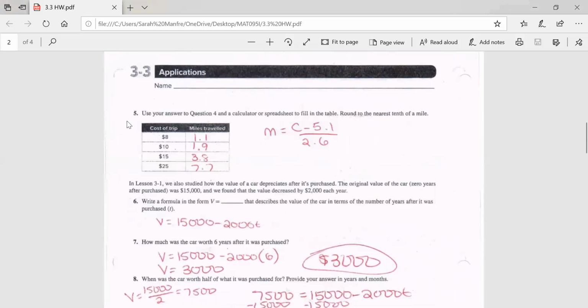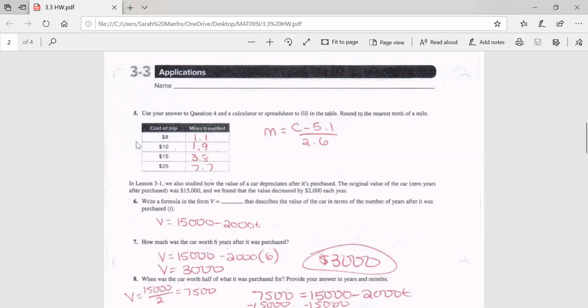It says using that equation that we just came up with in question 4, use a calculator to fill in this table. Don't worry about the spreadsheet, we're not really focusing on that. And we're rounding to the nearest 1/10 of a mile. Just remember 1/10 of a mile is 1 decimal place.